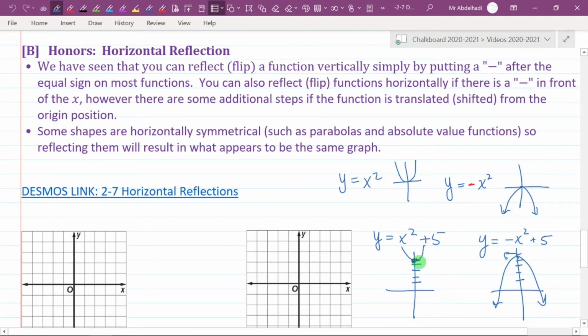So the center was right here, it just flips it directly down from there. So we're going to do the same thing here with horizontal shifting, and we're going to be flipping horizontally from the same place that we are. So let's take a look here.